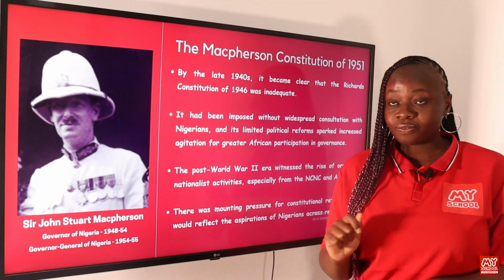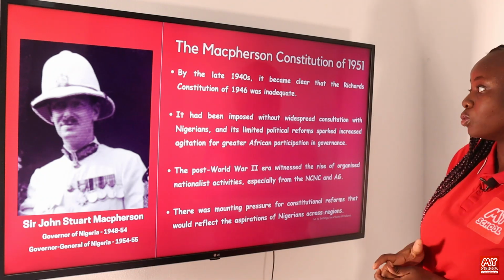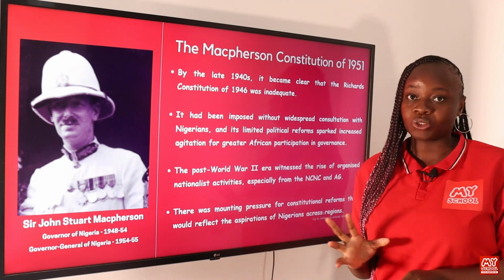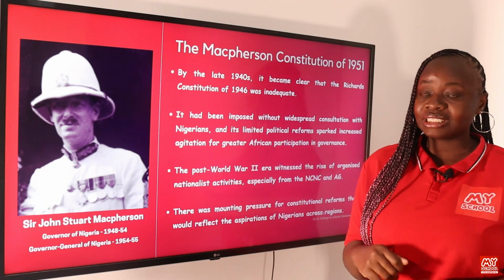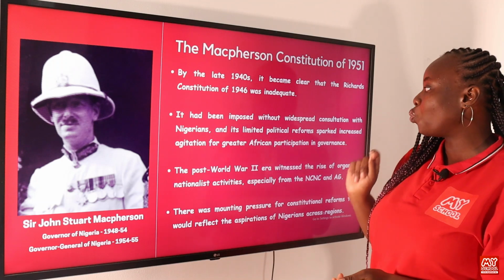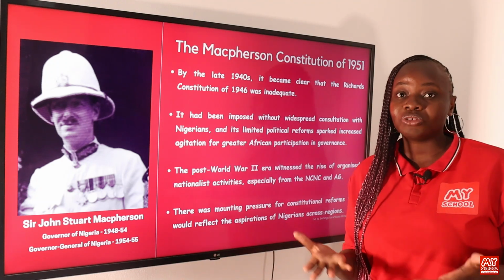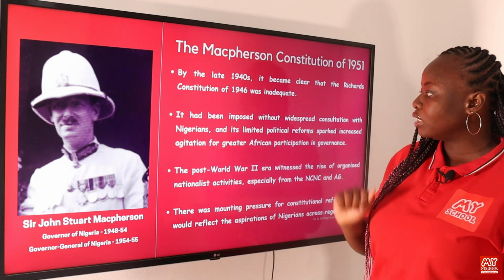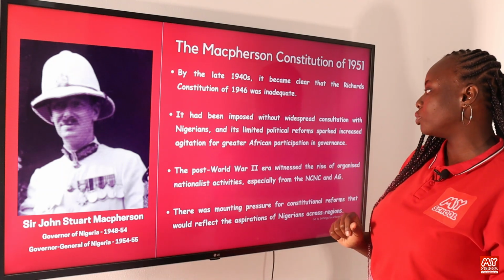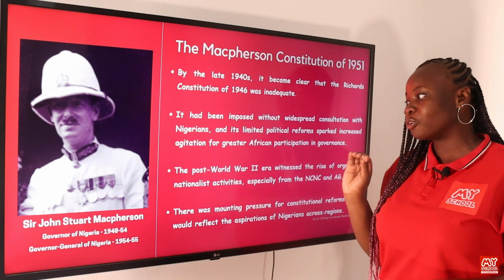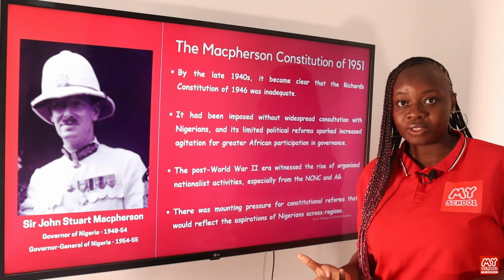But by the late 1940s, it became clear that the Richards Constitution of 1946 was inadequate. And the reason for this is it had been imposed without widespread consultation with Nigerians. Nigerians were not consulted when the Richards Constitution was written. It also had limited political reforms, which sparked increased agitation for greater African participation in governance.